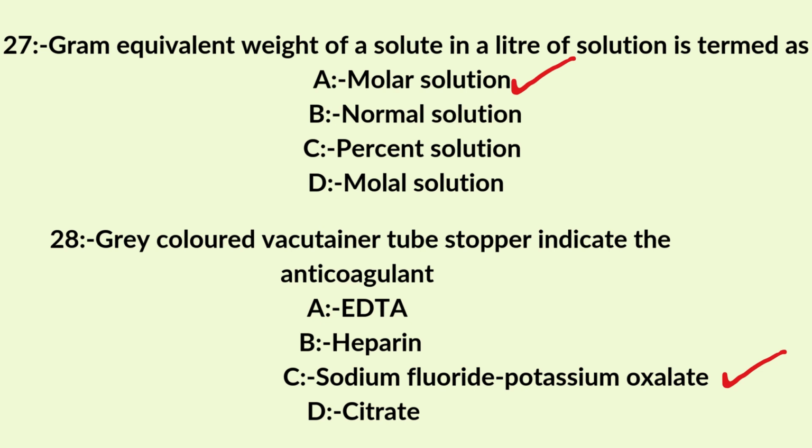Next one, grey colored vacutainer tube stopper indicates the anticoagulant. Options: EDTA, heparin, sodium fluoride potassium oxalate, citrate. Answer is option C, sodium fluoride potassium oxalate. So, grey colored vacutainer tube indicates anticoagulant sodium fluoride potassium oxalate, while EDTA is a purple tube, and heparin is a green tube, and citrate is a blue colored vacutainer tube.